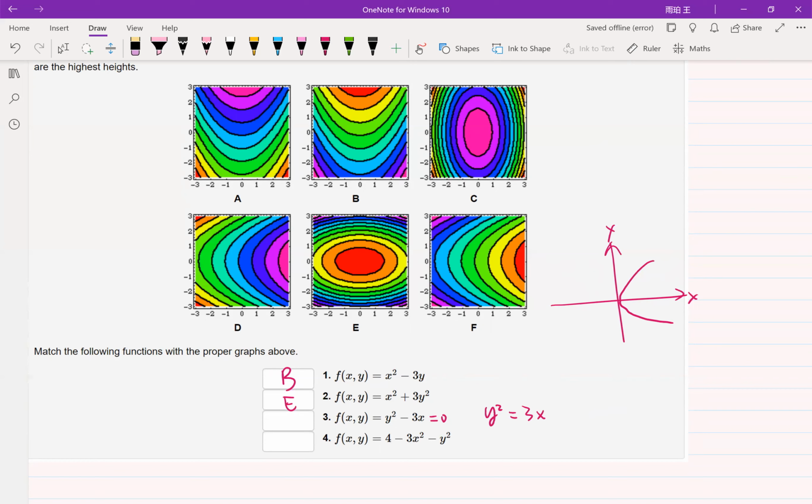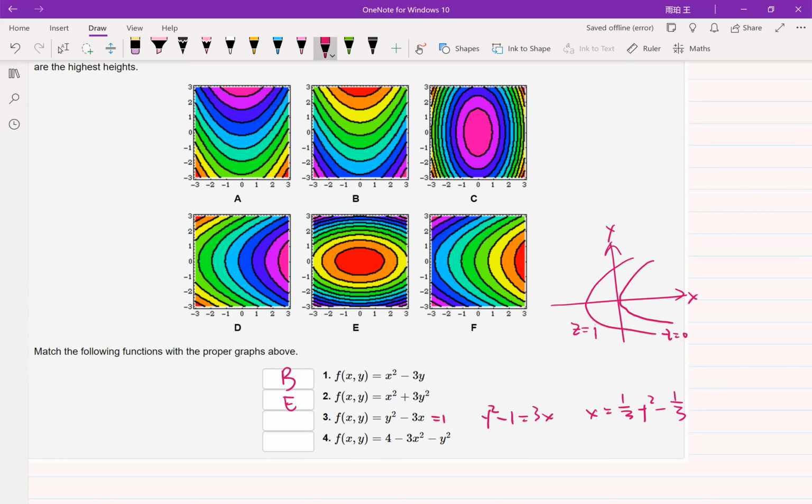Let's find one other case. This one is for z equals 0, so let's see what happens at z equals 1. At z equals 1, you have y squared minus 1 equals 3x, which gives us x equals 1 over 3 y squared minus 1 over 3, which is going to be here. So this is the contour line for z equals 1.